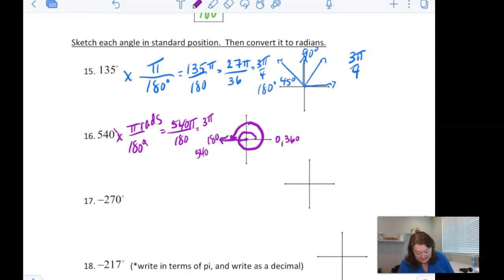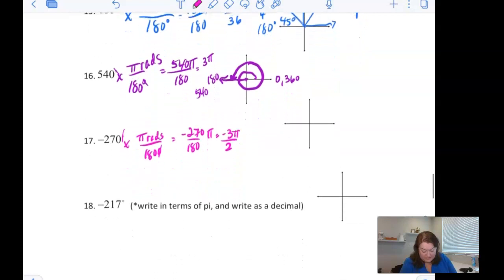All right, if I'm doing negative 270, I would again just multiply it by pi radians over 180, and then reduce your degrees, and we're trying to reduce 270 over 180 with a pi. So with those, I can see that they're made out of 90s. So this is made out of 3 90s, and this is made out of 2 90s. So we're going to end up at negative 3 pi over 2.